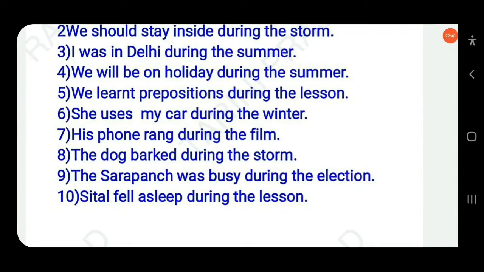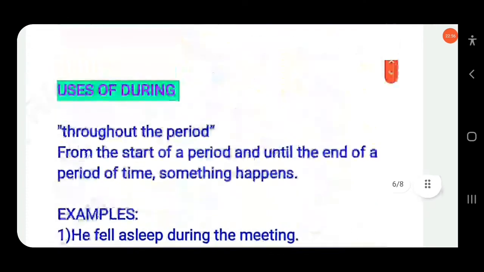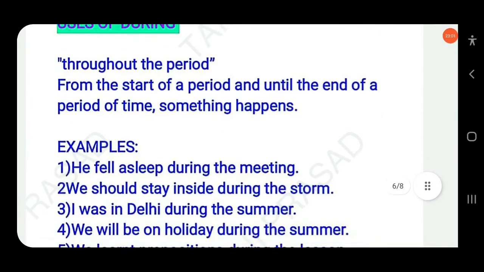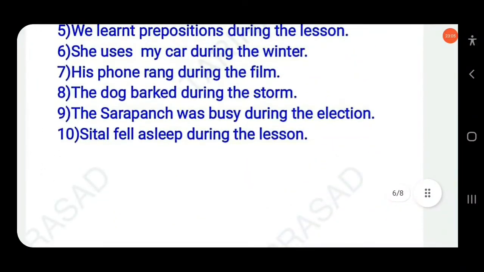Similarly, his phone rang during the film. Okay, during. The dog barked during the storm. The sarpanch was busy during the election. So you can use during throughout the period, from the start of a period until the end of a period of time, something happens. Sital fell asleep during the lesson. Clear?